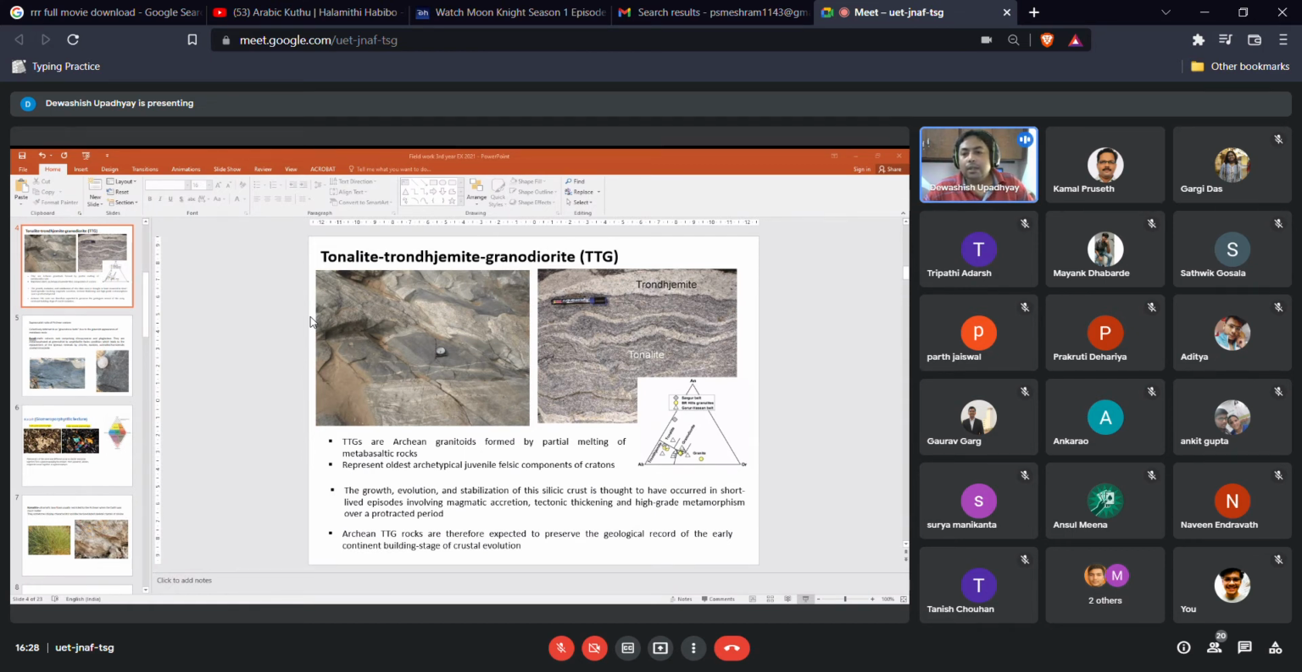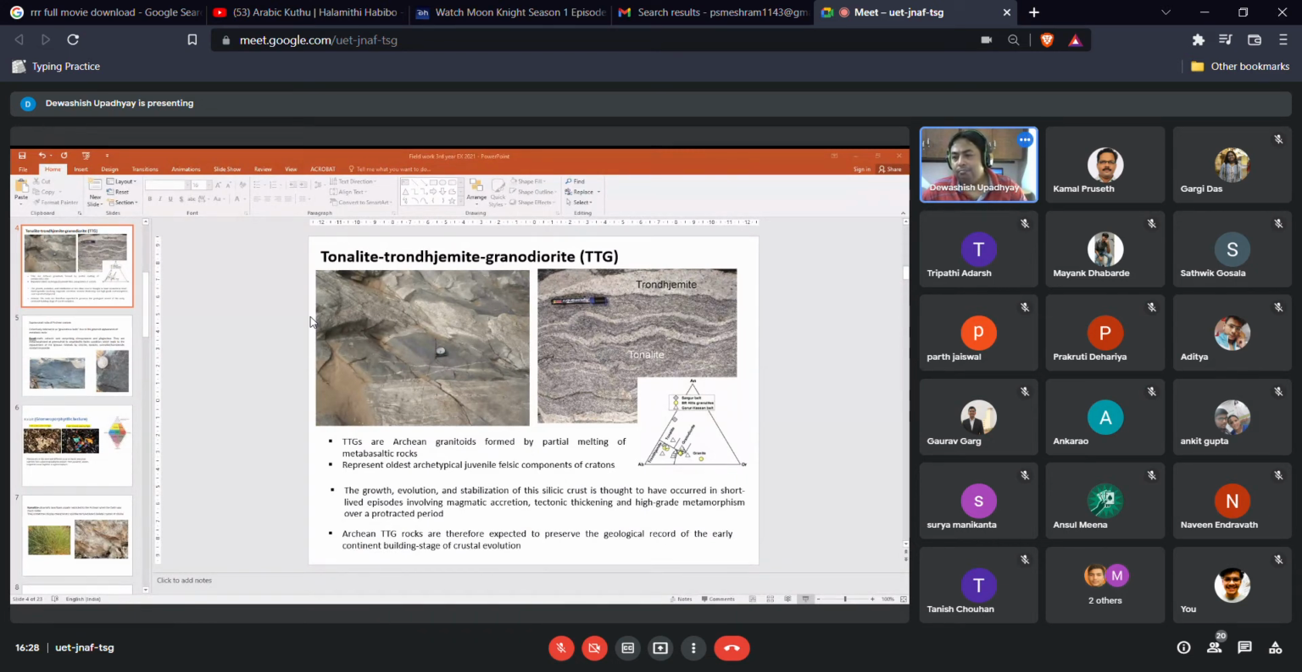Therefore, the TTGs are defined as granites with K2O by Na2O ratio less than 0.8. Now these are the oldest felsic components, or felsic parts, of the craton. That means this is the oldest or the earliest continental crust that was produced in the Archean. And this felsic crust was largely created, at least it is believed that at least 50 to 60% of it had already formed by 2.5 billion years ago.